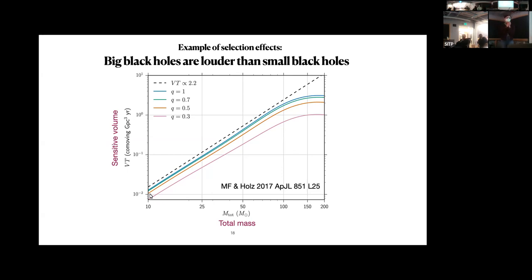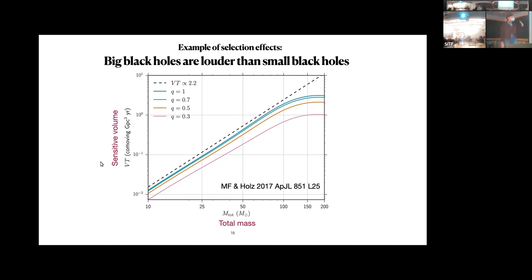Yes. So this notion of the sensitive volume assumes that black holes are randomly distributed in volume across the sky and that they have random inclinations. The emission of the gravitational waves does depend on the inclination of the source. Like the gravitational waves are preferentially emitted perpendicular to the plane of the binary as opposed to in the plane.